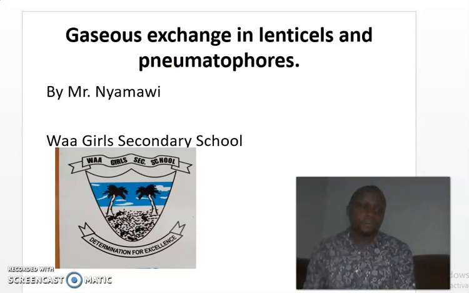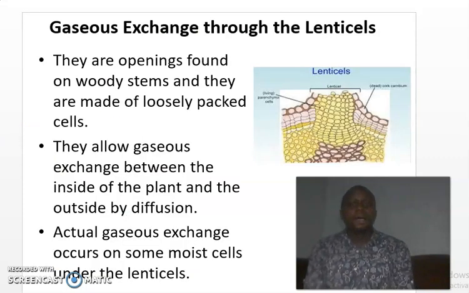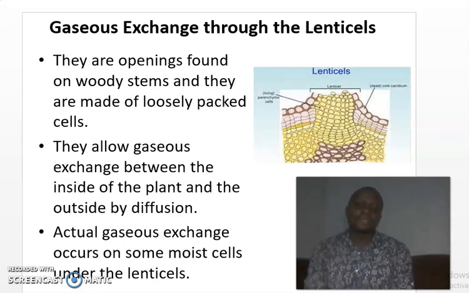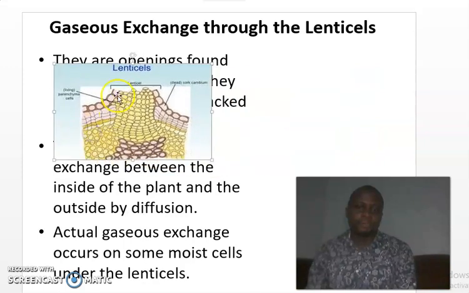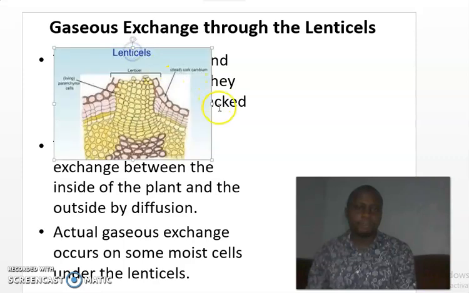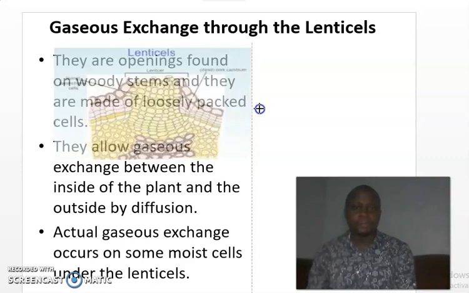Now, gaseous exchange through the lenticels as well as pneumatophores occurs just like in any part of the plant, just like in the leaves. It occurs alongside concentration gradient. The diagram here shows a lenticel. I will expand it so that you can see it clearly.